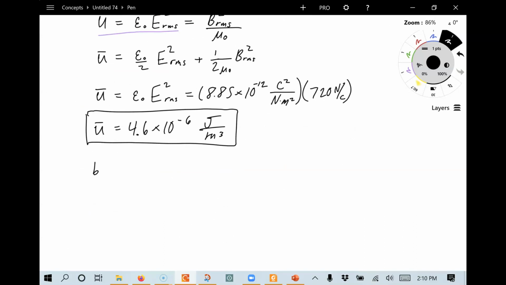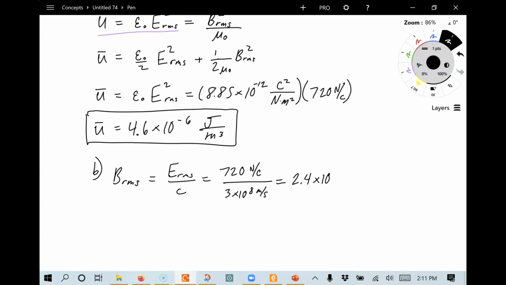So for part B, BRMS is going to be equal to ERMS divided by C. That's always the case. ERMS is equal to 720 newtons per coulomb. We're going to divide by C, the speed of light, 3 times 10 to the 8th meters per second. And we'll get an answer here of 2.4 times 10 to the minus 6th. What are our units? Well, I'm in SI units. It's going to come out to Tesla for magnetic field.